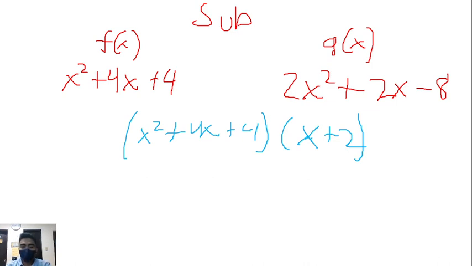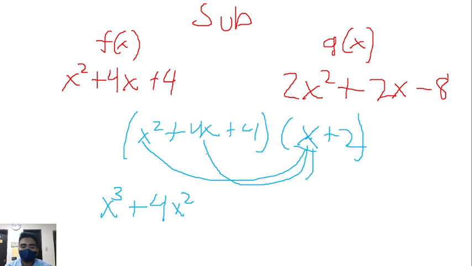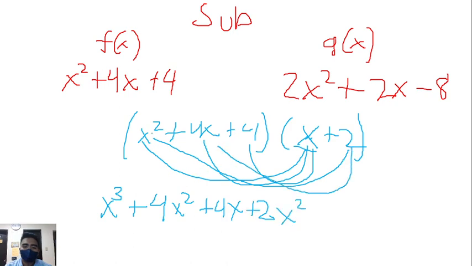Not anymore. In order for us to multiply these two polynomials or two expressions, first term, you multiply that one to all of the terms that you have. X times x squared, that is x cubed, correct? Then x multiplied by 4x, that is 4x squared. X multiplied by 4, that is 4x. Next, 2 multiplied by x squared, that is 2x squared, correct? Next, 2 multiplied by 4x, that is 8x. Next, 2 multiplied by 4, that is 8, correct?